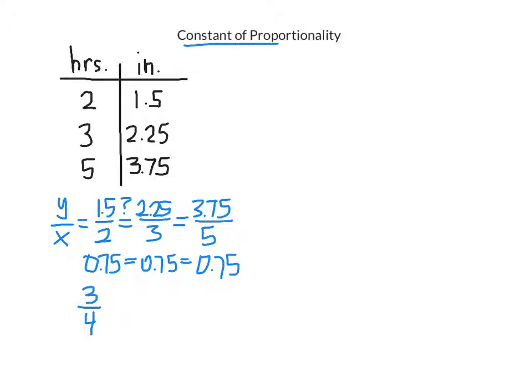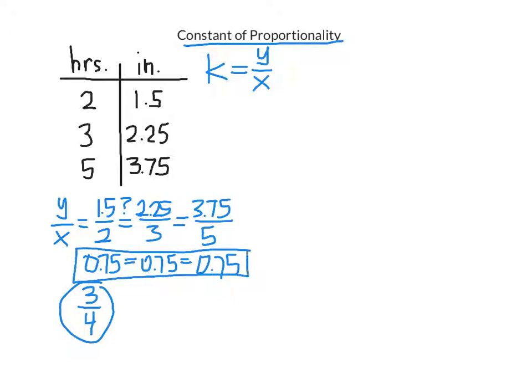So this constant of proportionality has a symbol, k, and it is the ratio if a relationship is proportional. The way we find the constant of proportionality is by dividing all the y values by their corresponding x values, and if they are all equal to each other, the relationship is proportional, and the constant of proportionality is that ratio, or 3/4. So in this case, we would say k equals 3/4.